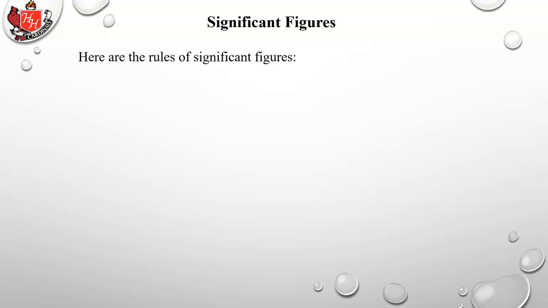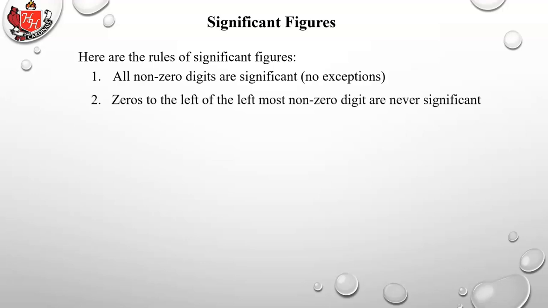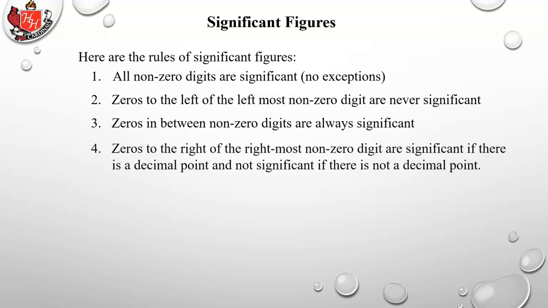Okay, here are the rules for significant figures. They're not going to make a lot of sense until you just get into doing them. All non-zero digits, 1, 2, 3, 4, 5, and so on, are significant. Zeros to the left of the leftmost non-zero digits are never significant. Zeros in between non-zero digits are always significant. And zeros to the right of the rightmost non-zero digit are significant if there is a decimal point, and not significant if there is not a decimal point.